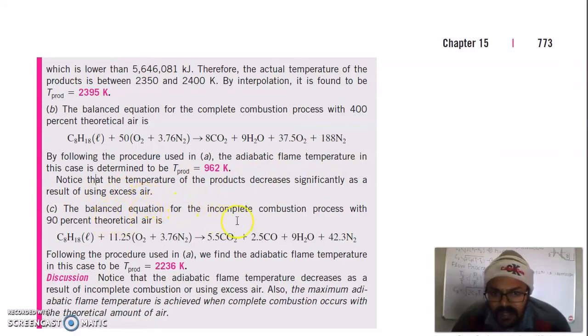The balance equation for the incomplete combustion process with 90% theoretical air is this. When your air is less, meaning 10% less air, then the temperature of the products is 2236 Kelvin.